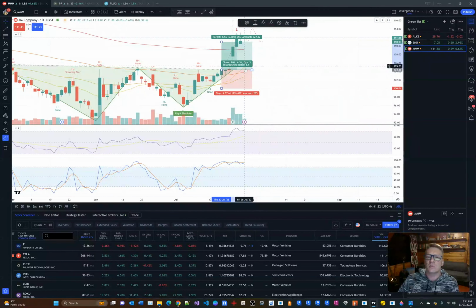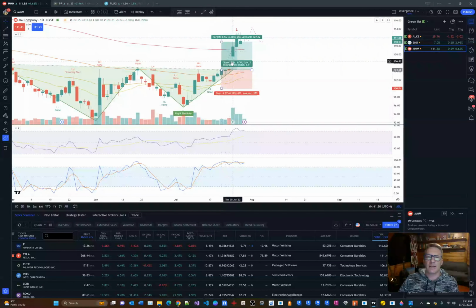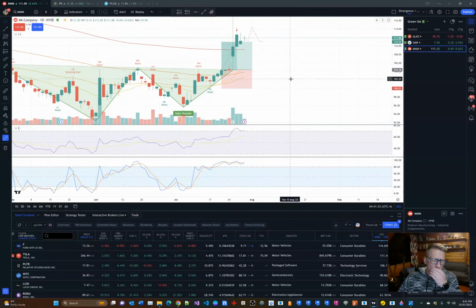And then you can see here 1.5 times was my reward to risk ratio that I set for my target price, which was $110.94. And again, it hit that very quickly, within 4 trade days.